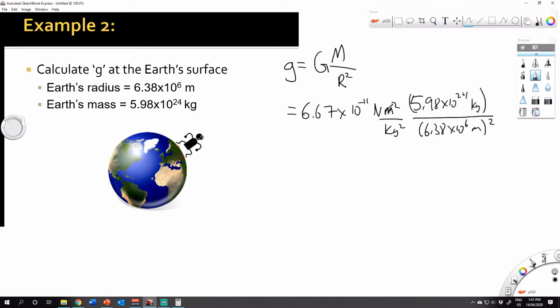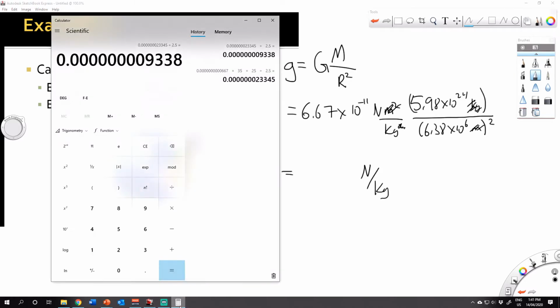squared. So the meters squared will cancel out the meters. The kilograms here will cancel out one of the kilograms. So my gravitational field strength should have a value of newtons per kilogram. All right, let's do the calculation.